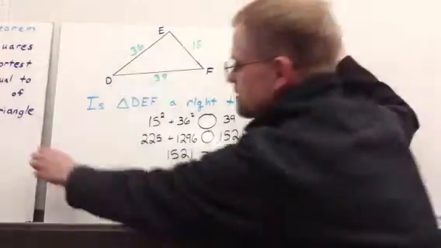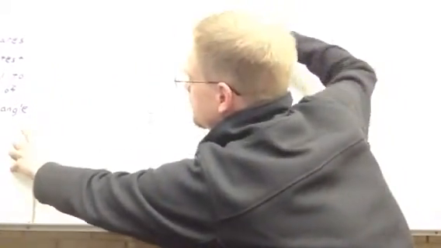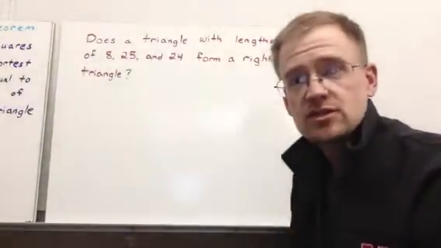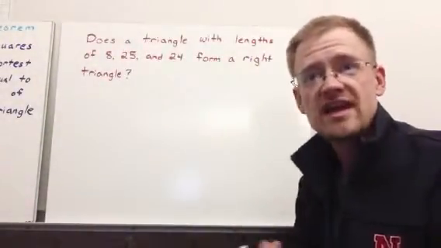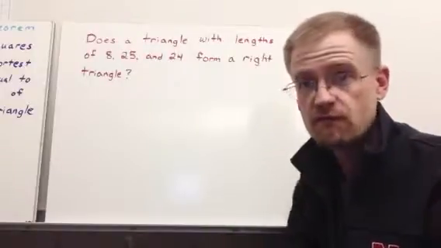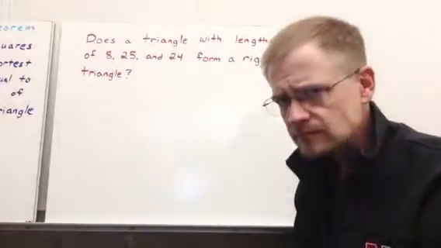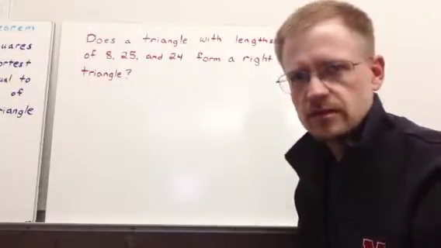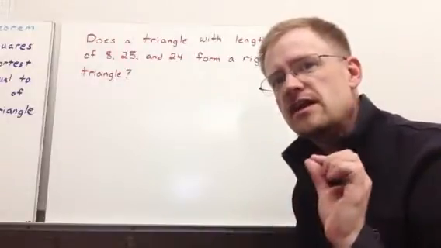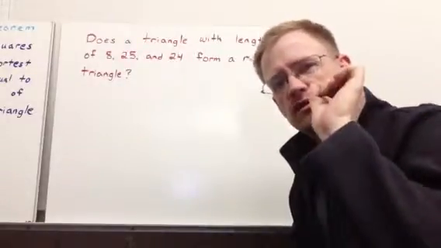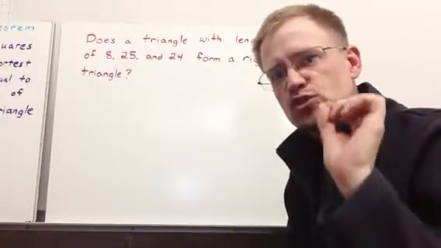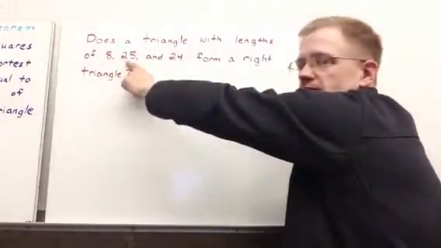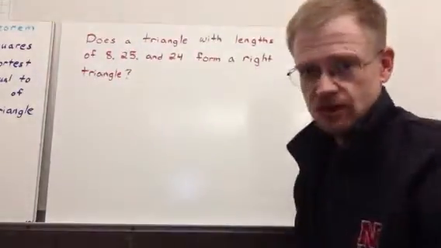All right, let's look at one more example. In this case, we're not given a picture. We're just told, does a triangle with lengths of 8, 25, and 24 form a right triangle? One reason I want to go through this, two reasons really. Number one is just a different way to look at the problem. The other thing is get very careful that you always do, that you're adding together the squares of the two shortest lengths, saying it equal to the largest. Don't just go 8 squared plus 25 squared equals 24 squared. You could get the wrong answer.